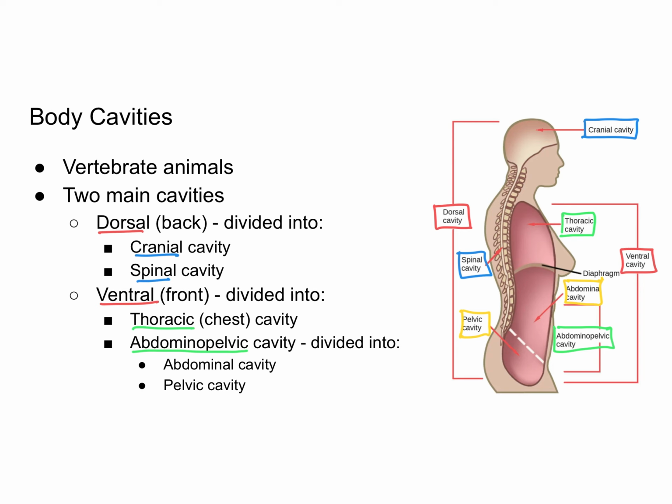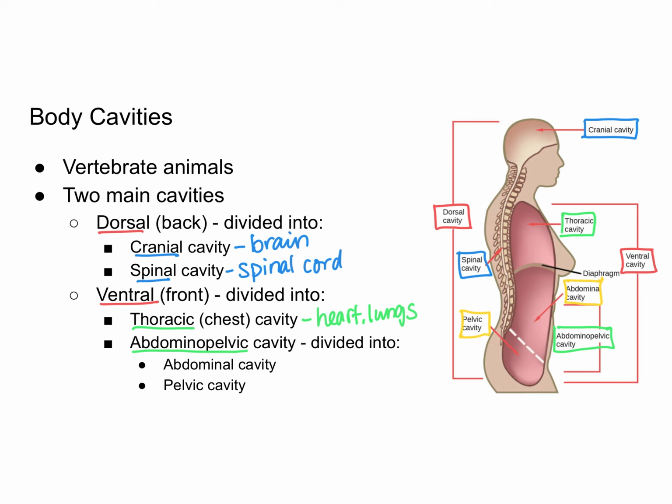And these cavities are where a lot of the major organs are found. So, for example, the cranial cavity is where we have the brain. Spinal cavity would be the spinal cord. The thoracic cavity is where we find the heart and lungs, as well as some of the other organs like the trachea and esophagus, etc., etc.